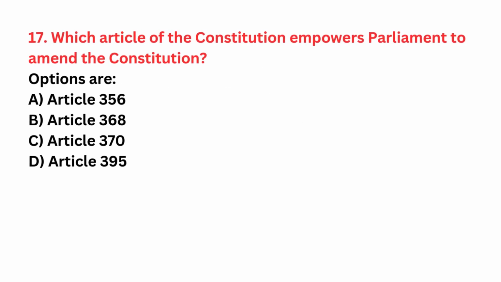17. Which article of the Constitution empowers Parliament to amend the Constitution? Options are A. Article 356, B. Article 368, C. Article 370, D. Article 395.